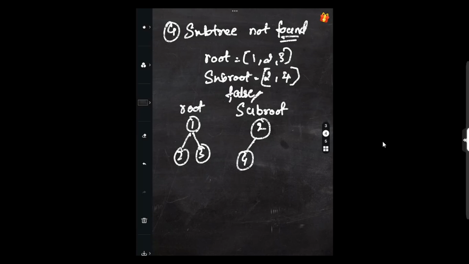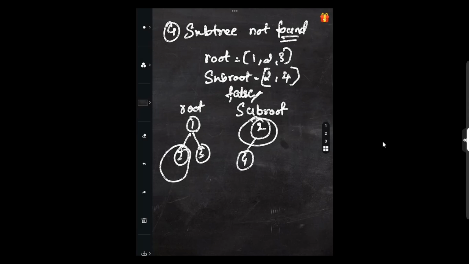Subtree not found, even though the subroot's root node exists in the root tree. You can clearly see here that the subroot exists in the root, but it does not match completely. We should have 4 here, right? If we had 4, then it would have been true, right? This is fine. So the output will be false here.